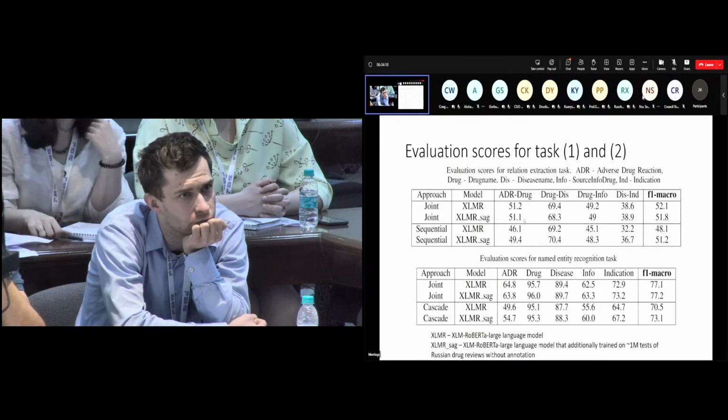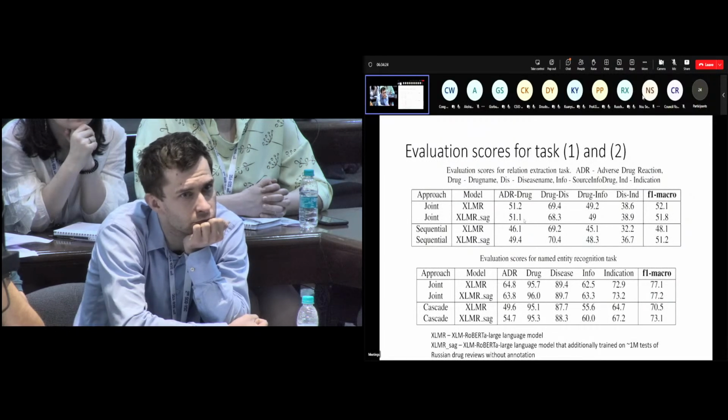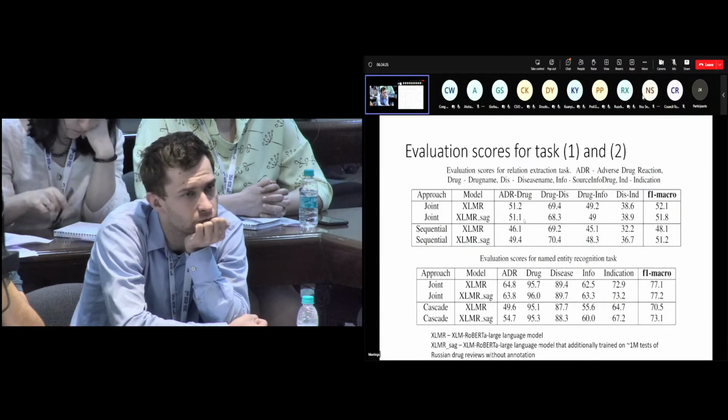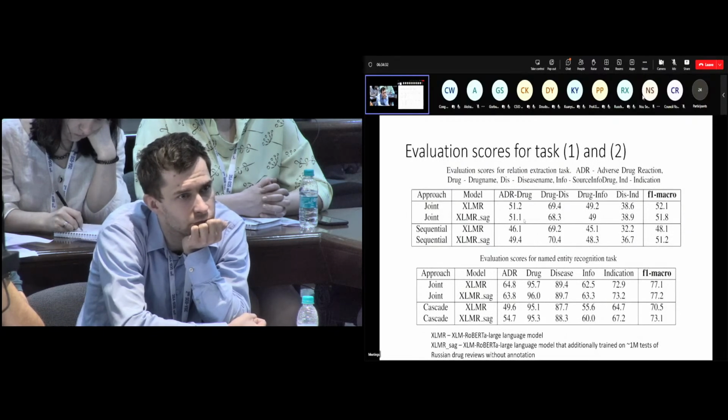The evaluation of the implemented approaches is presented on this slide. As we can see in the top table, both pipelines achieve similar results on the end-to-end relation extraction task. But for the NER task, the joint solution demonstrates significant improvement in accuracy.